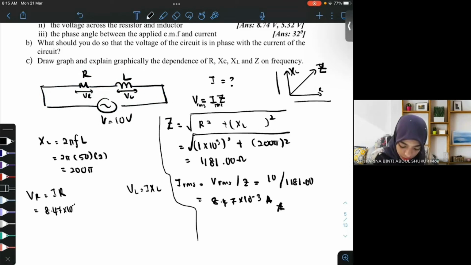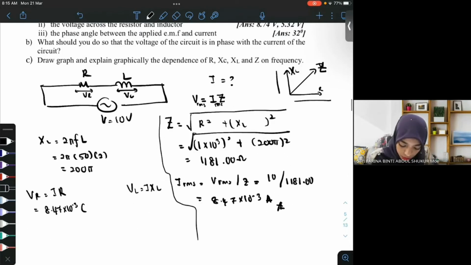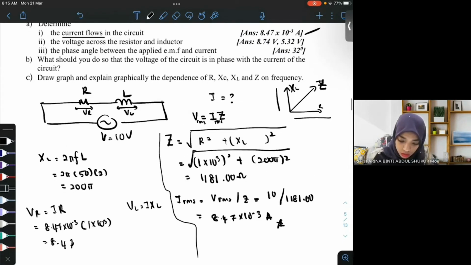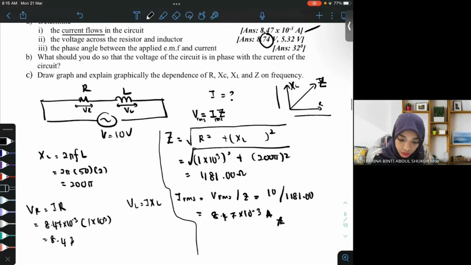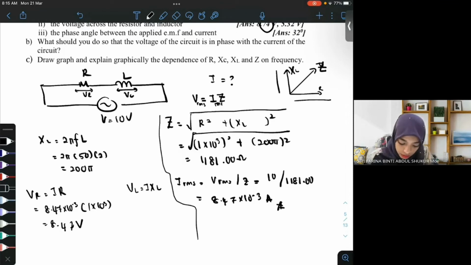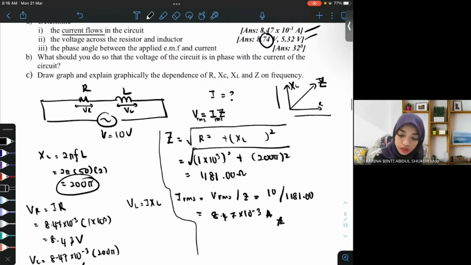8.47 times 10 to the power negative 3 and your resistance is 1 kilo. Kamu akan dapat 8.47. Saya rasa ini dia terbalik, tertypo. 8.47 V dekat sini and then VL akan jadi 8.47 times 10 negative 3. XL kamu dah cari. This is your XL 200 pi. 8.47 exponent negative 3 times 200 pi. Kamu akan dapat 5.32 V. So you have got your voltage across resistor and also inductor.